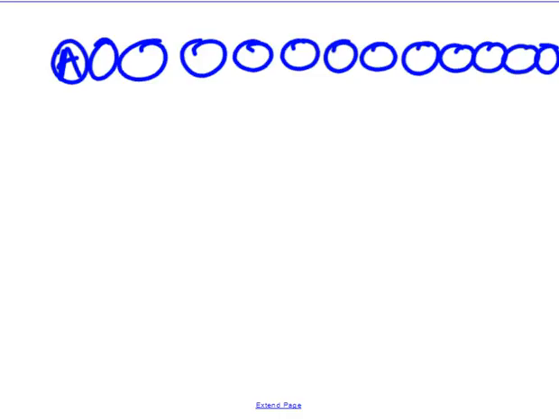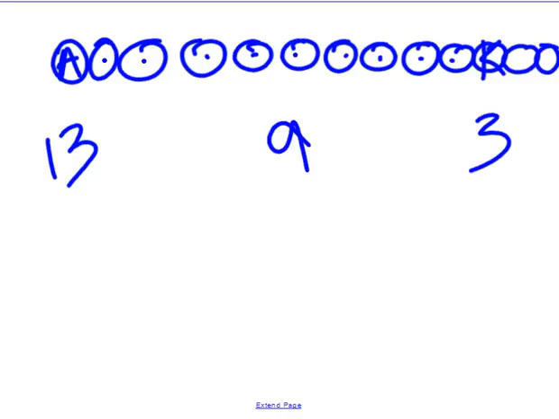Adriana? Third. Here is Kwame. How many people are behind? So look, if he's 13th and she's third, you might think, oh, it's 10, right? How many people? Let's count them. 1, 2, 3, 4, 5, 6, 7, 8. 9 people are between them in line.